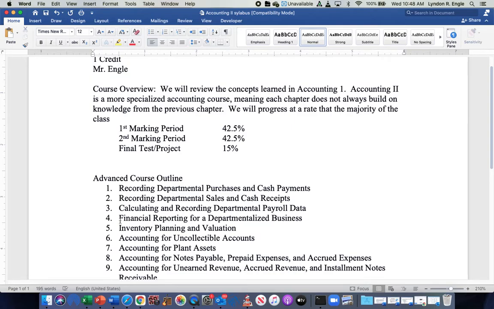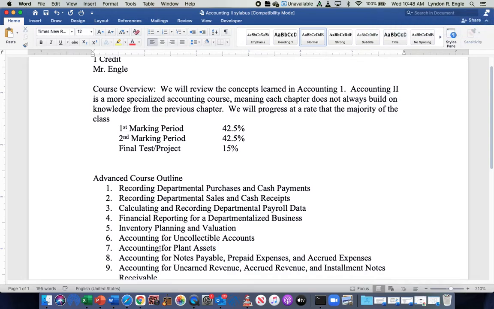Chapter 5, some inventory, FIFO, LIFO. We do a gross profit method, and we now have a retail method of estimating how much inventory a store would actually have. And then dealing with some uncollectible accounts for customers that we had granted credit to.